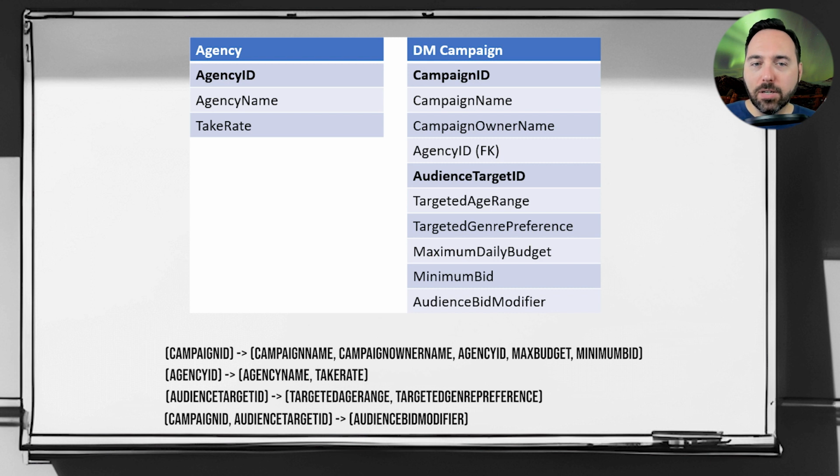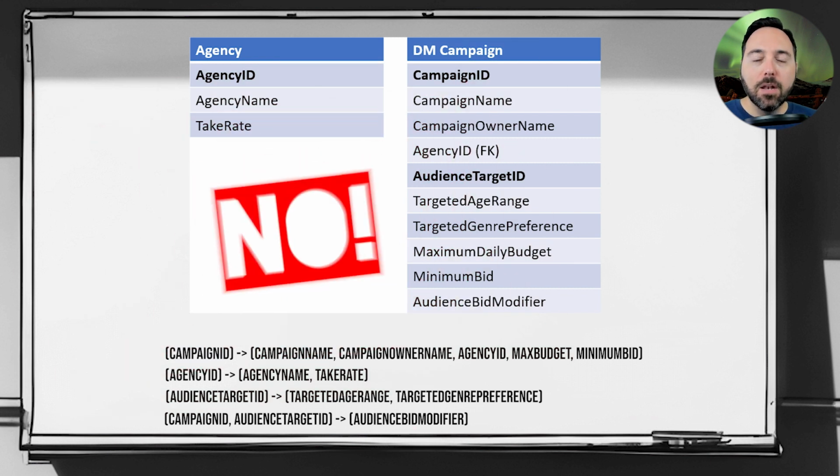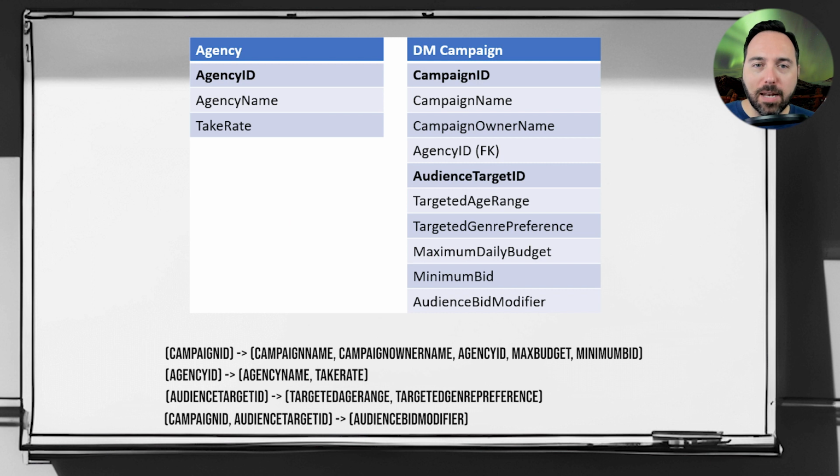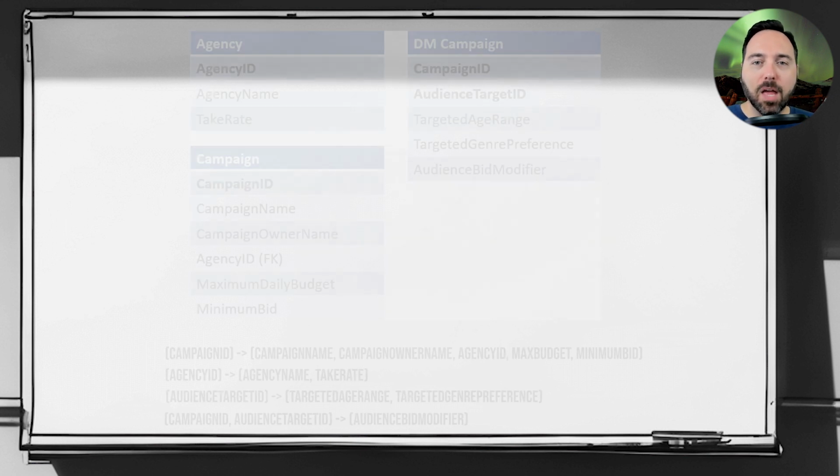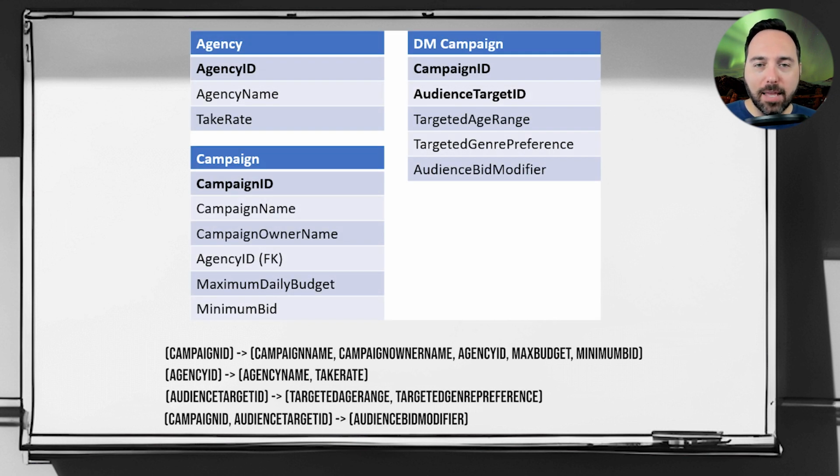Now that we've done this, we repeat the steps. Are all rel vars in Boyce-Codd Normal Form? No, because there are still functional dependencies in at least one rel var which are not candidate keys. So let's strip out campaign next. I'll take everything determined by the campaign ID out and put it into its own separate relvar. We can see that the DM campaign relvar is getting smaller and smaller as we do this, and also that the agency ID foreign key went over into the campaign relvar. Once again, we ask the question, are we done here?